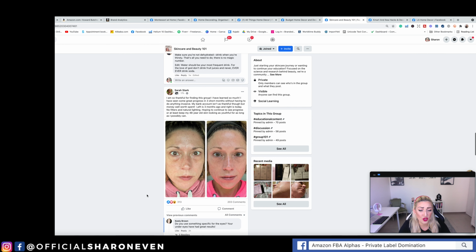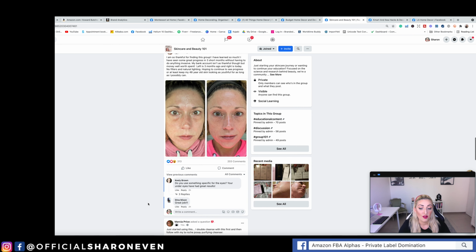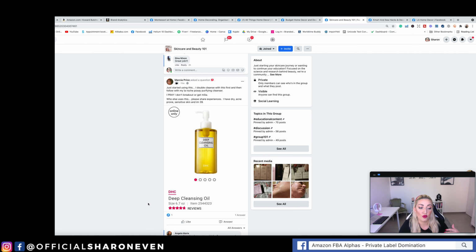So there's 203 comments here. If you've got something like this, a before and after, I guarantee you people are going to come in and say, hey, what product is this? What did you use? Right? I'm talking about Facebook groups with really high engagement, not ones that have like 100 people in them.